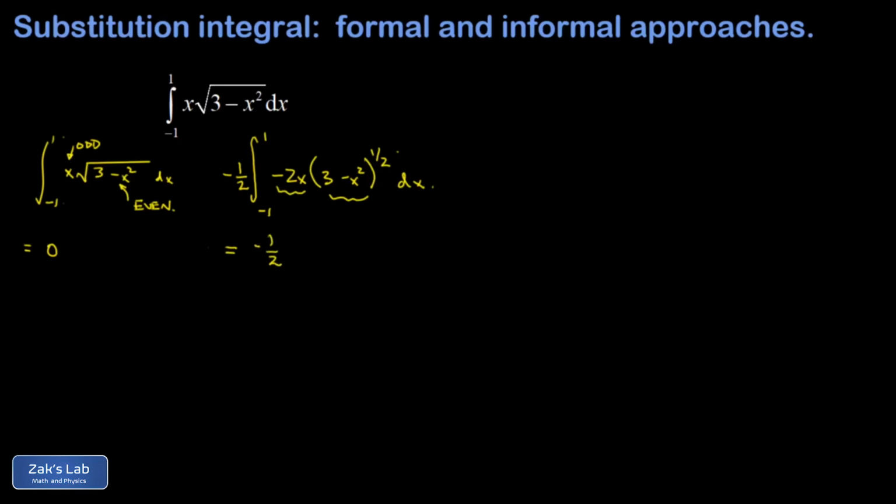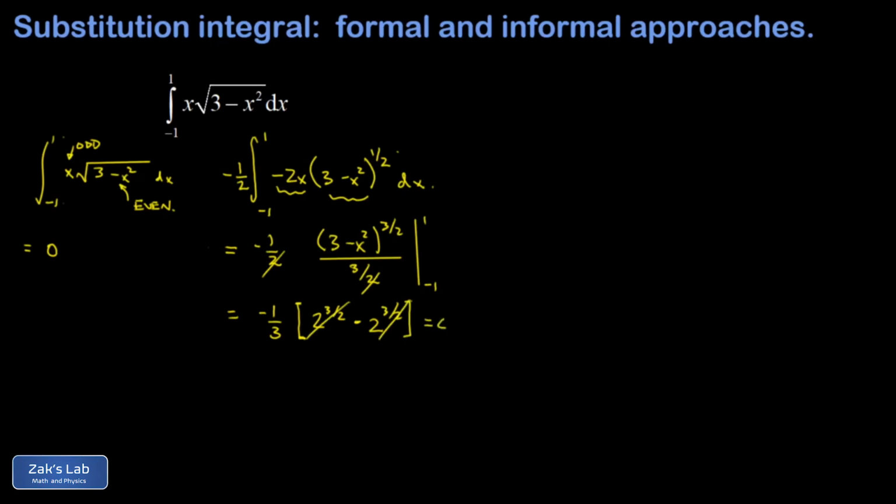So I should get -1/2, and then I have 3 minus x squared, using the power rule here, to the 3/2. So just add 1 to the exponent, and then divide by that resulting exponent. And this is evaluated from -1 to 1. Dividing by 3/2 is the same as multiplying by 2/3. So the 2's cancel there, and I end up with a -1/3. And then when I sub in my upper limit, I get 3 minus 1 raised to the 3/2, which is 2 to the 3/2, minus 3 minus -1 squared, which is also 1 to the 3/2, so another 2 to the 3/2, and then I see that my integral vanishes.